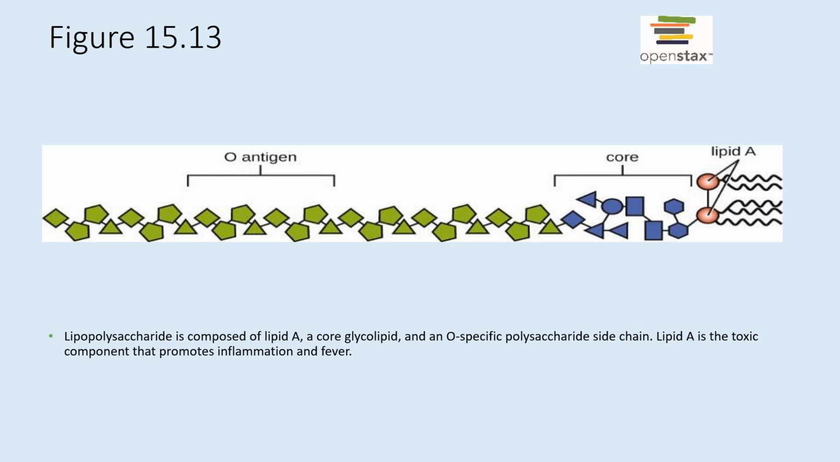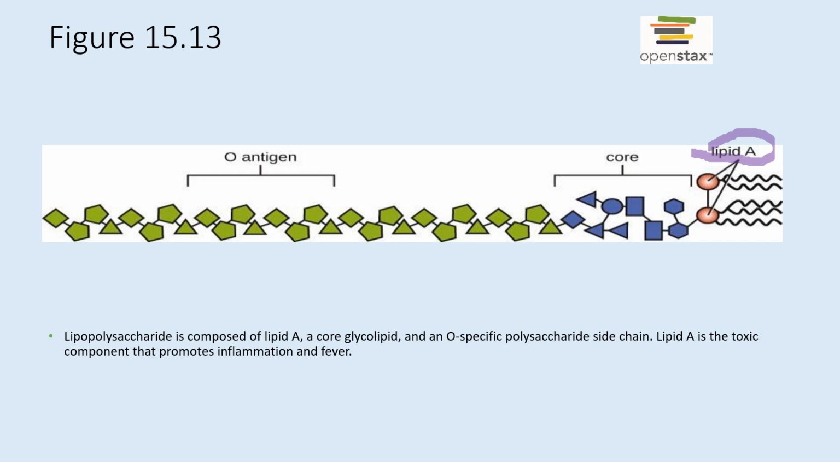Remember that gram-negative bacteria have a very thin layer of peptidoglycan, and then outside of that, so on the surface of the cell wall, is a lipopolysaccharide membrane. This lipopolysaccharide membrane has lipid A. It's on the end of it right here. Lipid A triggers the inflammatory response.